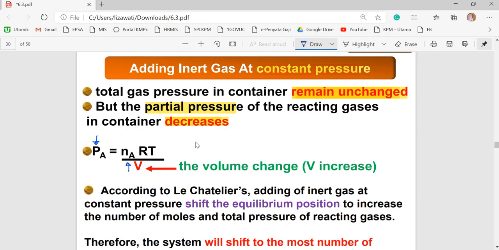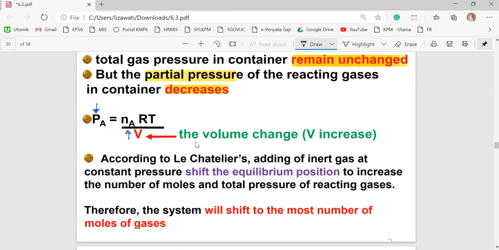According to Le Chatelier's principle, adding inert gas at constant pressure will shift the equilibrium position to increase the number of moles. Each of the partial pressures decreases, so in order to increase the partial pressure, the direction of the equilibrium should shift to the side with the larger number of moles of gas.